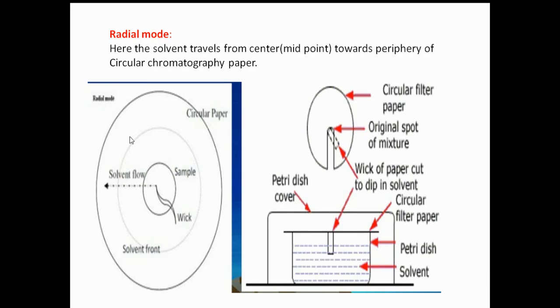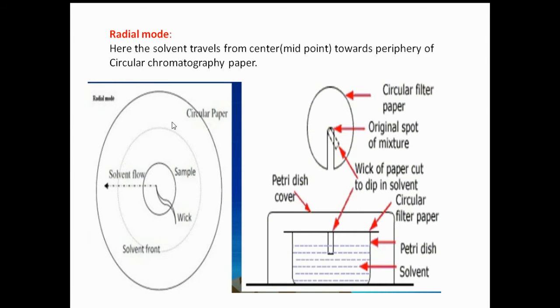Here you can see the separation is in the form of concentric rings. This ring is what is written here as the solvent front. That means the distance of the solvent which has moved from the center to this part. So this is taken as the solvent front.